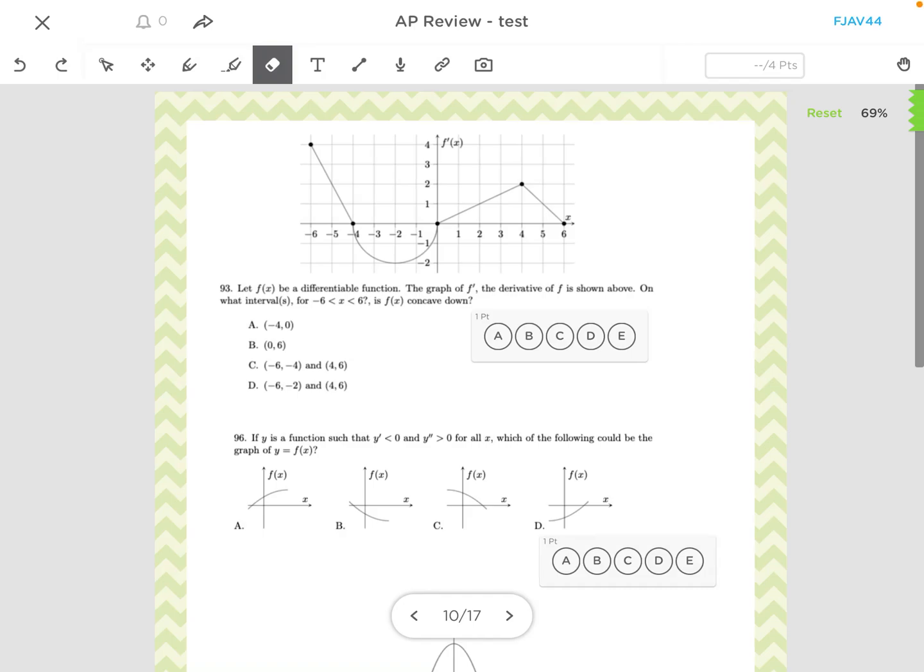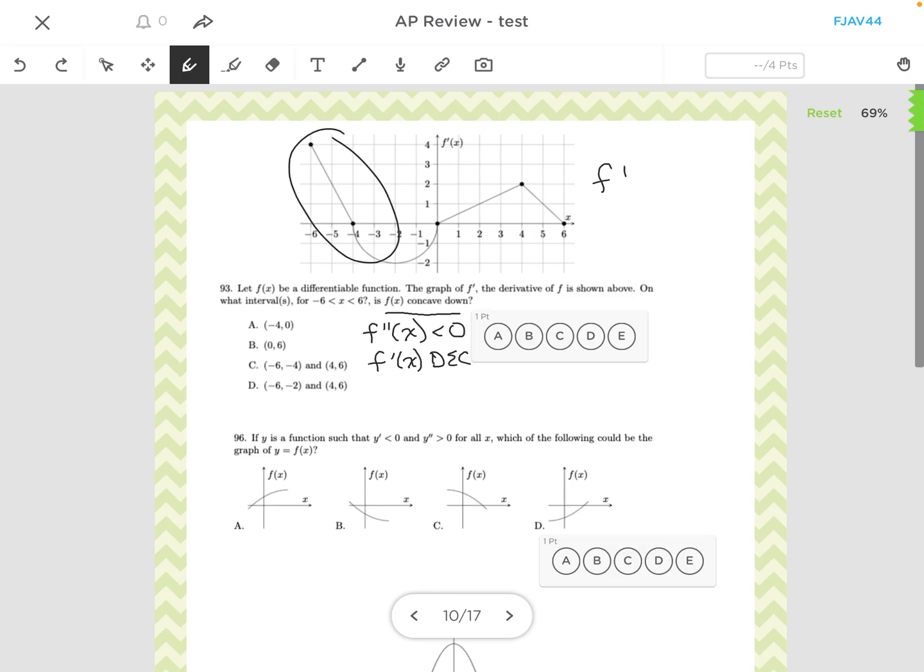In this graph, we are given a graph of f prime, and I'm looking for where f is concave down. So remember, for f concave down, we start looking at the second derivative, so that means f double prime is less than 0, but I don't have the graph of f double prime, I have f prime. But f double prime less than 0 is the same as f prime decreasing, and this is decreasing from here to here and 4 to 6, so D would be my answer.